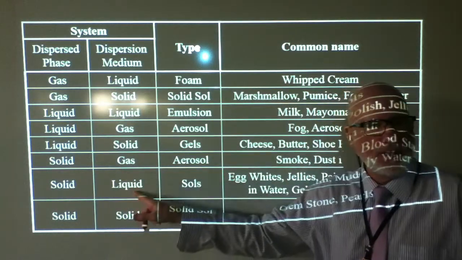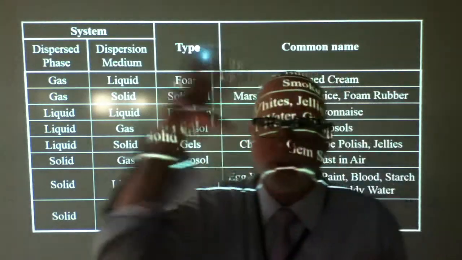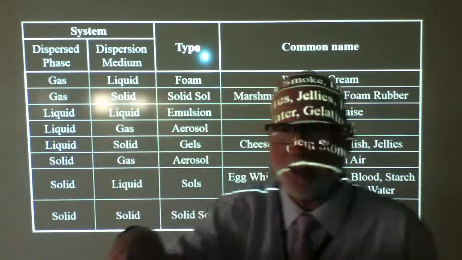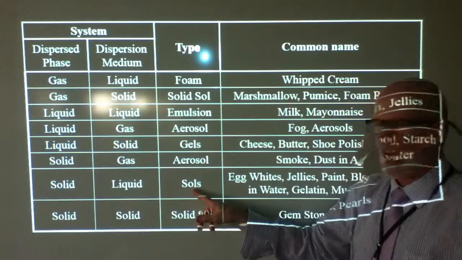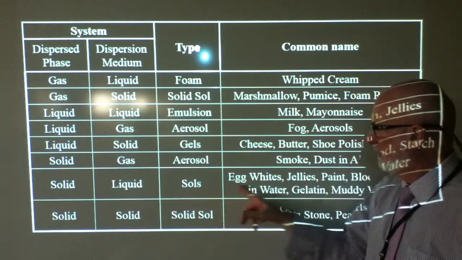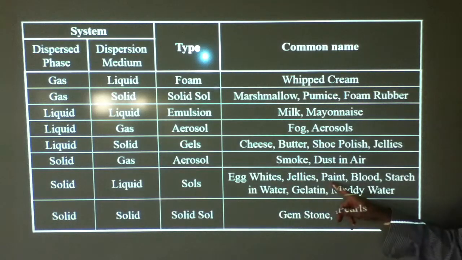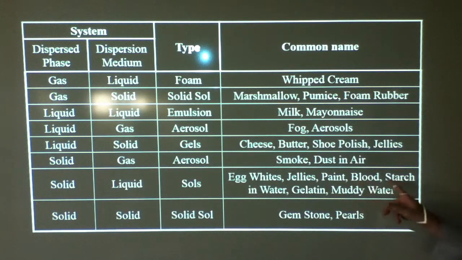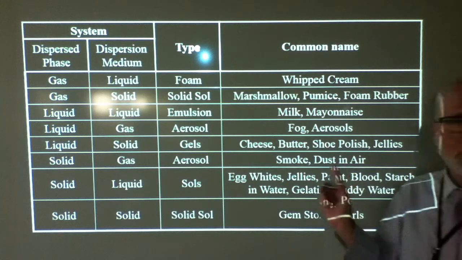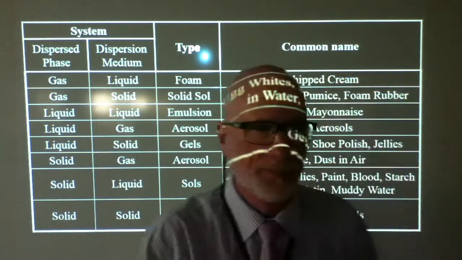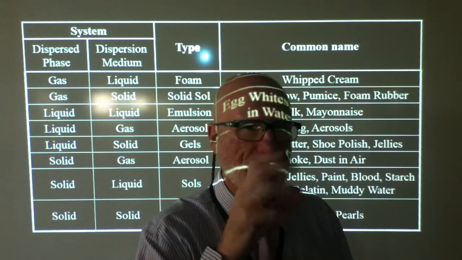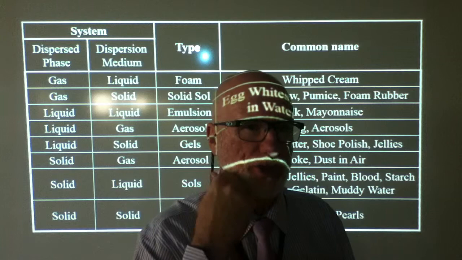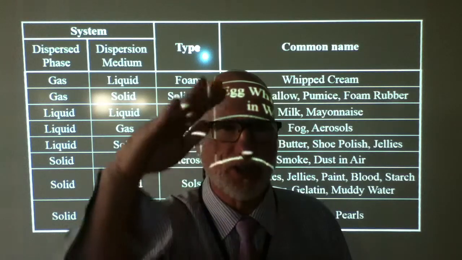Solid in a liquid. Where do I put a solid in a liquid? Like sugar in water would be a solid in a liquid. That's a solution, though. Here, a solid in a liquid would be called a sol as well. Paint should be in here. Paint's there. Blood, starch in water, gelatin, muddy water. Okay. Muddy water can also be what? No, suspension. I suppose you could make a little bit of an argument for a solution, but it would be a suspension because it's going to settle out.